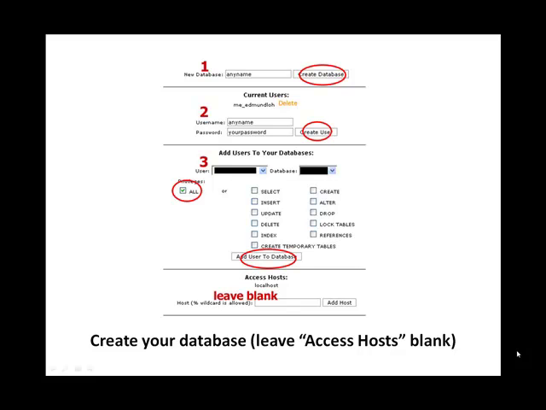Next up, you need to add the user to your database altogether with its privileges. So the third step is to assign the new username to your database. Click check the box all for privileges. Then click Add User to Database. You're done. You can leave the access host section blank and ignore this.